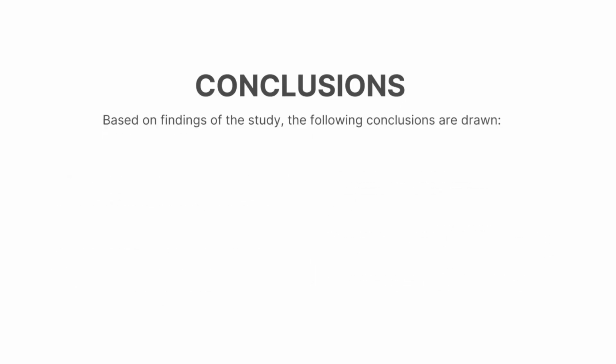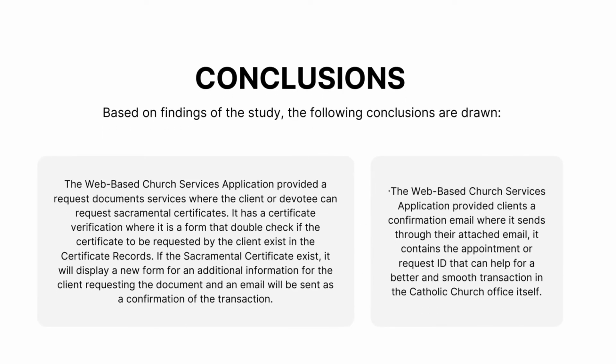The web-based church services application provided a request document service where the client or devotee can request sacramental certificates. It has a certificate verification, a form that double-checks if the certificate requested by the client exists in the certificate records. If the sacramental certificate exists, it will display a new form for additional information for the client requesting the document, and an email will be sent as a confirmation of the transaction.